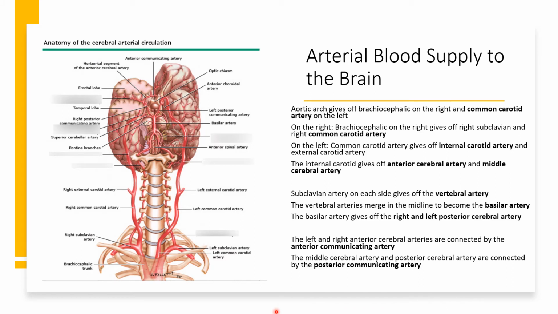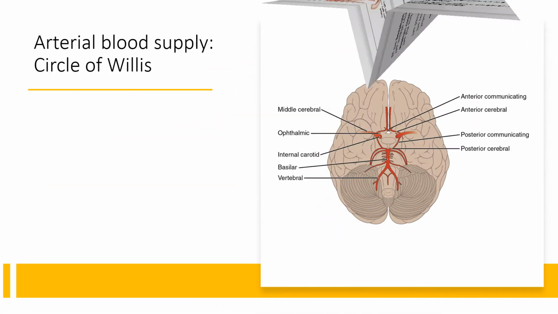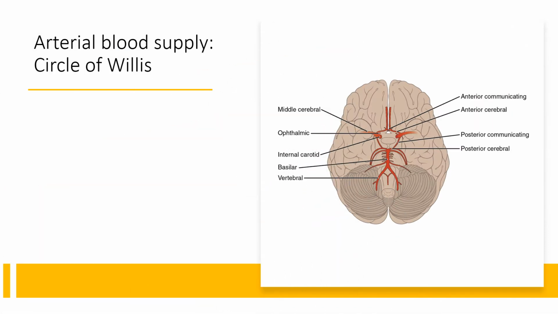We're going to get more into this later, but the left and right anterior cerebral arteries are connected by the anterior communicating artery. The middle cerebral artery and posterior cerebral artery are connected by the posterior communicating artery. All right. So let's talk about the circle of Willis. Essentially, the circle of Willis is formed by the circulations from the internal carotid artery and the vertebral arteries.